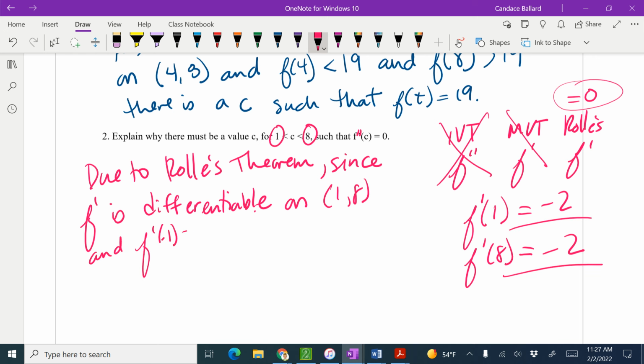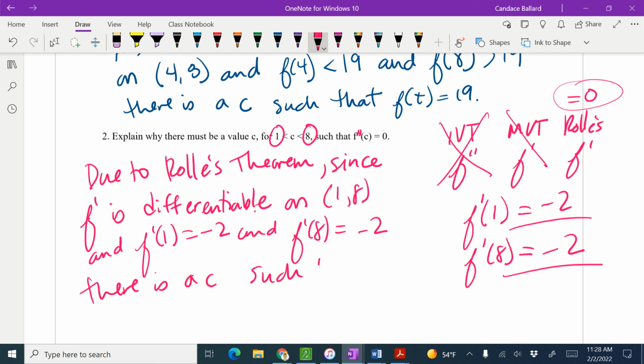All right, and then I have to write out these two pieces of information. Okay, f prime of 1 equals -2. That was just an extra mark that showed up, not a negative sign. And f prime of 8 equals -2. There is a c such that, and then we write the conclusion. f double prime of c equals 0. Keep writing, then I'm going to make one quick comment about something in there.